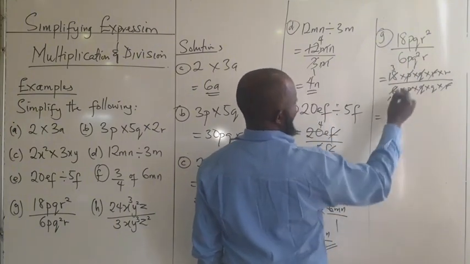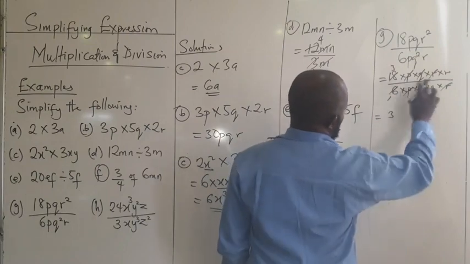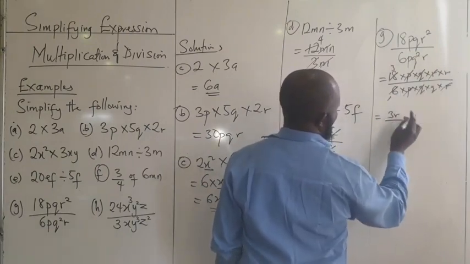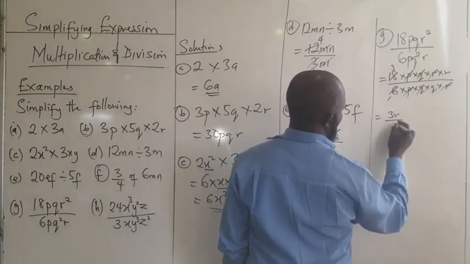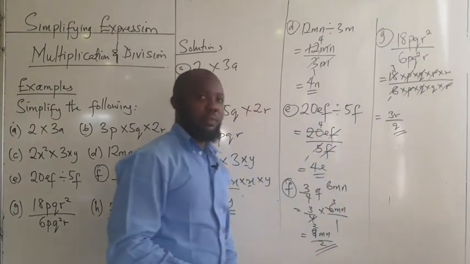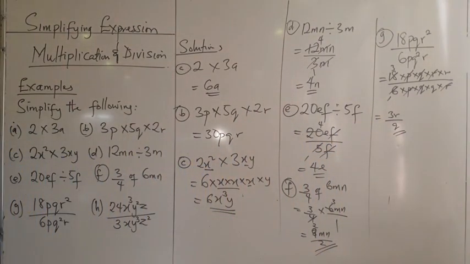So what we have left here is 3R divided by Q. So that will be the answer. I hope this is very clear. That is very simple.